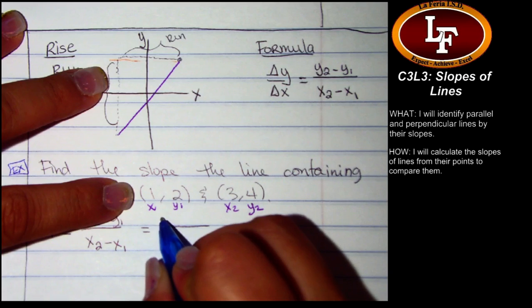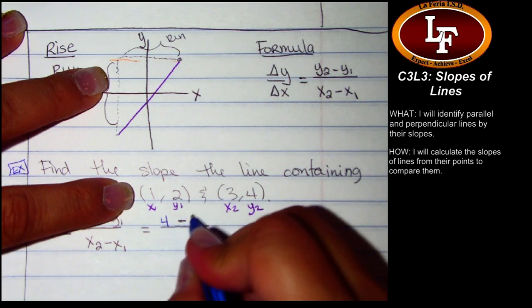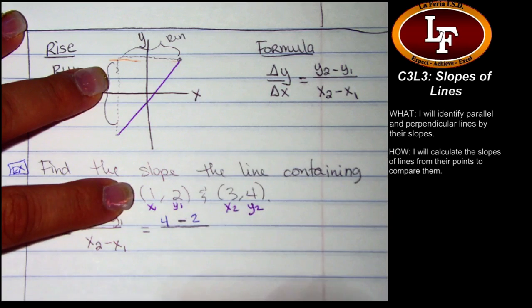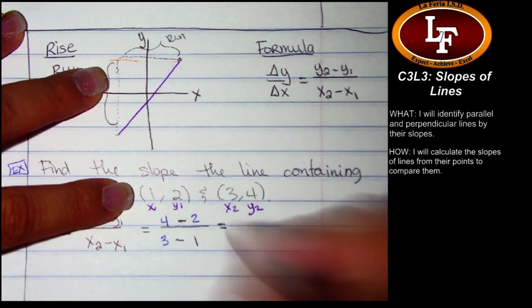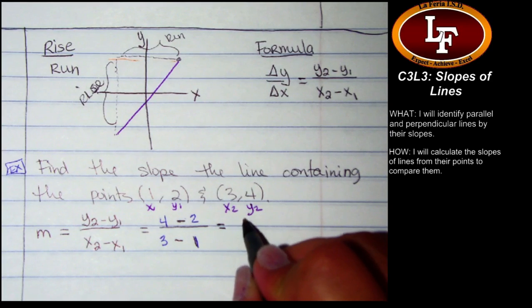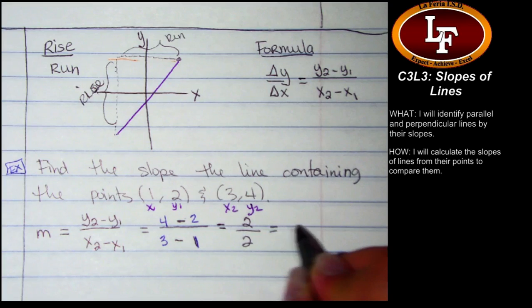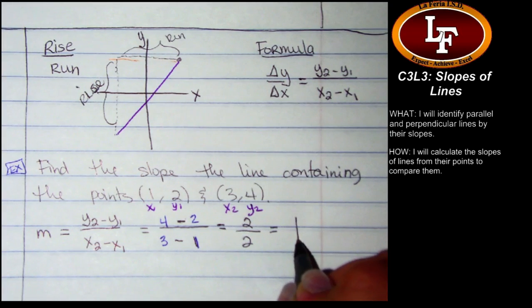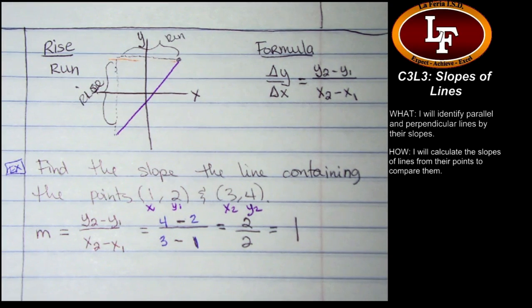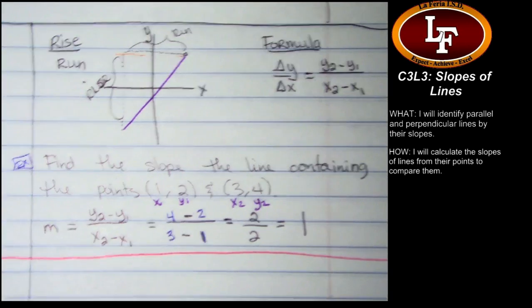All right, now I can do my y's. And now I can substitute my x's. And when I do my subtraction, I'm going to end up with 4 minus 2 is 2. 3 minus 1 is 2. And so my slope is 1. All right. Nothing too terribly complicated yet.